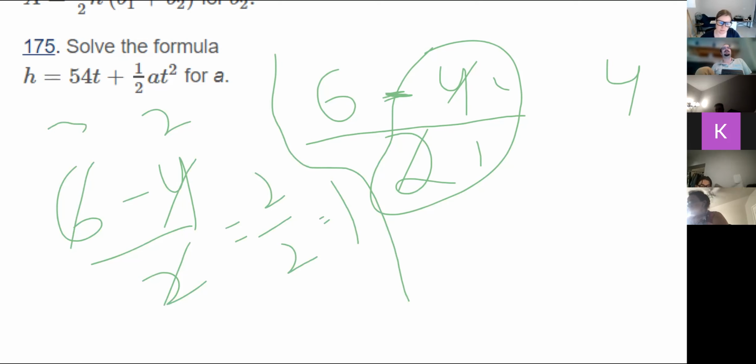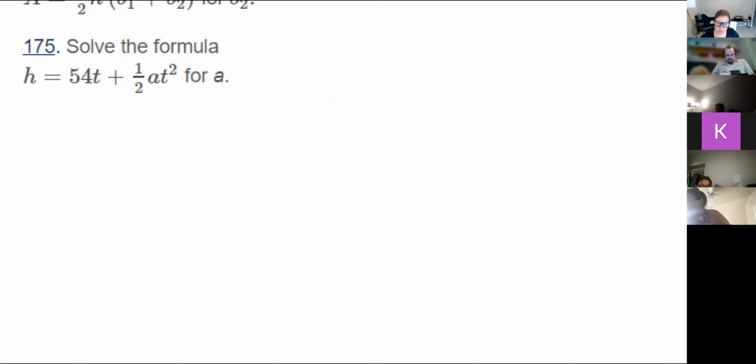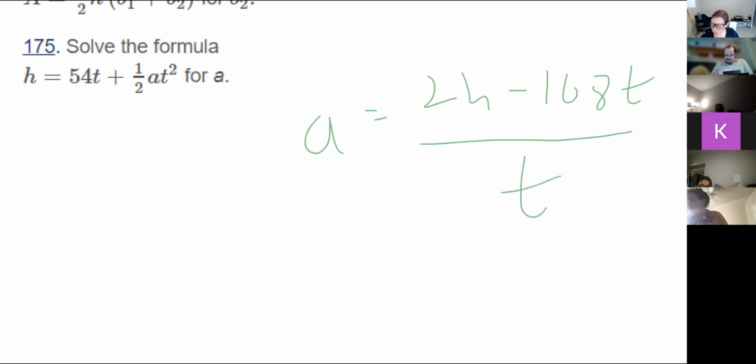They are out there. Excuse me, teacher, in this case, what is the solution? Is it a equals a? No. Is it the 2 between parentheses h minus 54 over t squared? So I think we had 2h minus 108 over t squared. Was that what we ended up with, I believe? Yes, but I think it's the good solution. It's the solution, right?